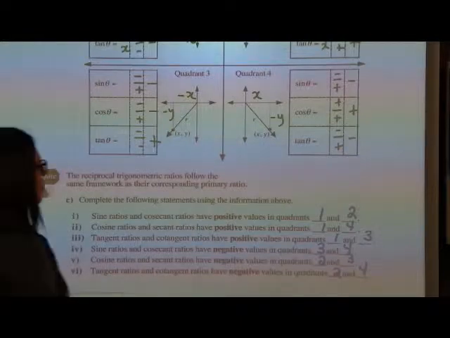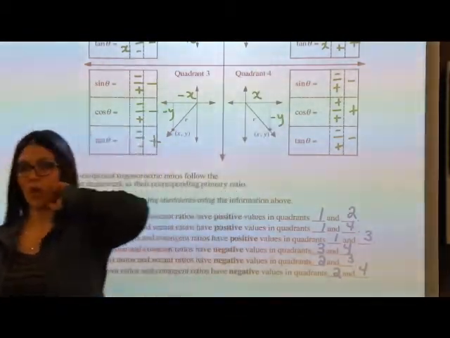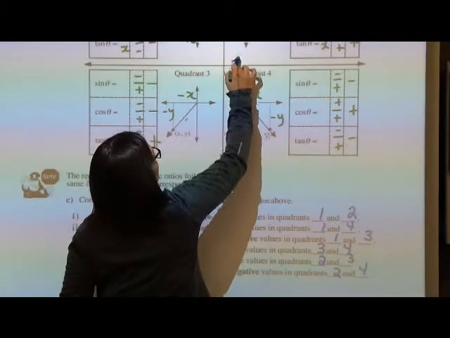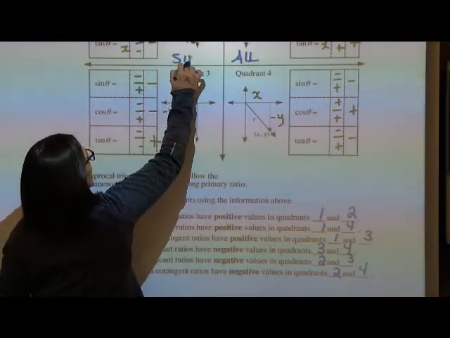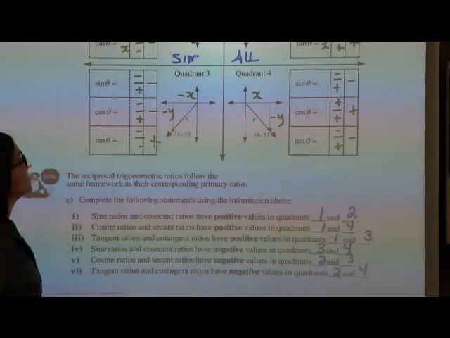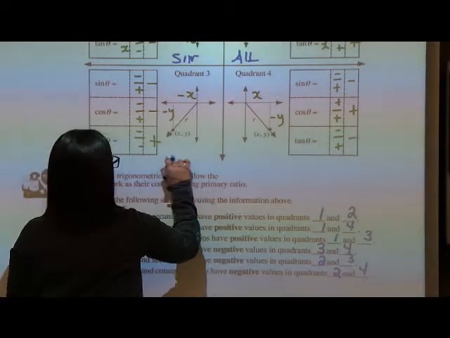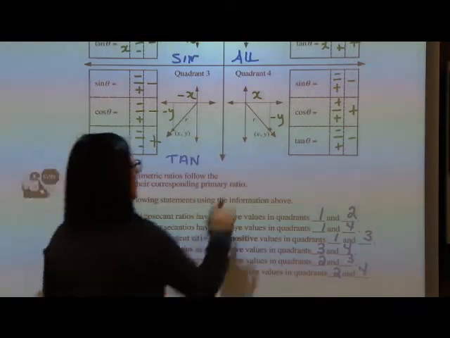What can you tell me about quadrant 1? They're all positive in quadrant 1. What about quadrant 2? Sine is positive and the rest are negative. So they're all positive in quadrant 1, sine's positive in quadrant 2. What about quadrant 3? Tan. And quadrant 4? Cos.